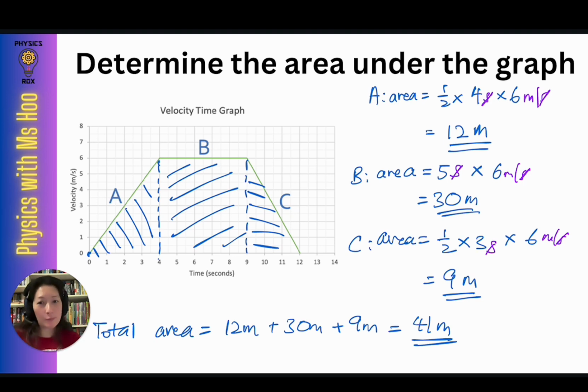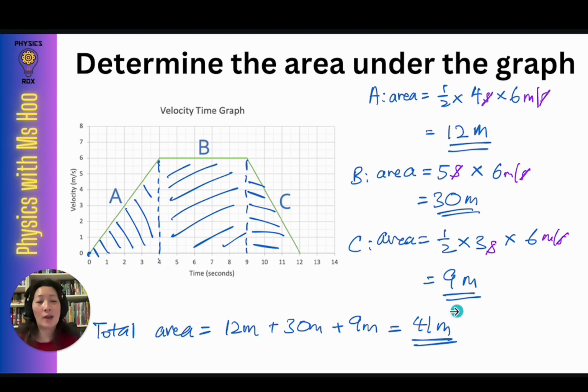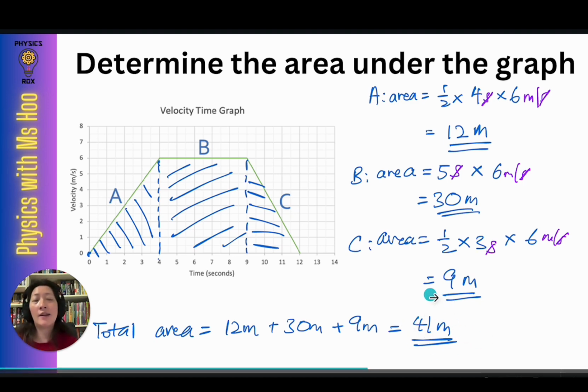By now you should have spotted that the area under a velocity-time graph is equivalent to the displacement covered by this moving object. That's why we have the value of the area in meters. It's covered a displacement of 41 meters.